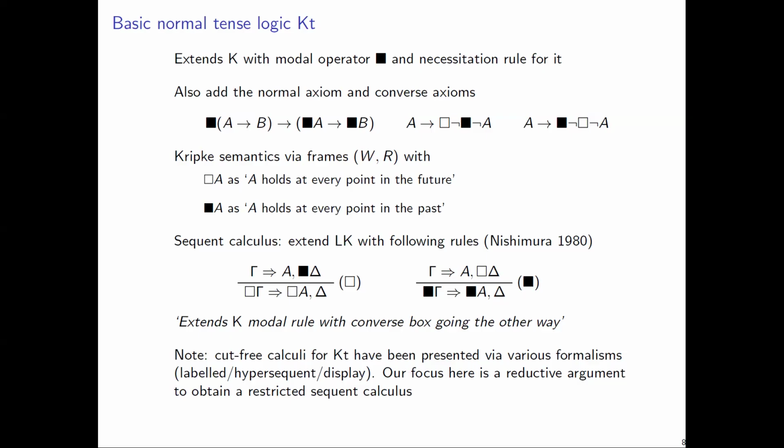A sequent calculus was proposed by Nishimura in 1980, and it looks like this. If you know the K rule, you know what the K rule says. It says from gamma A, you can get box gamma box A. That's what the usual K rule is. But now because we want KT, in addition, there is a delta in the conclusion, which becomes bigger in the premise. So you can remember this rule as the K rule plus the other modality becomes bigger in the reverse direction.